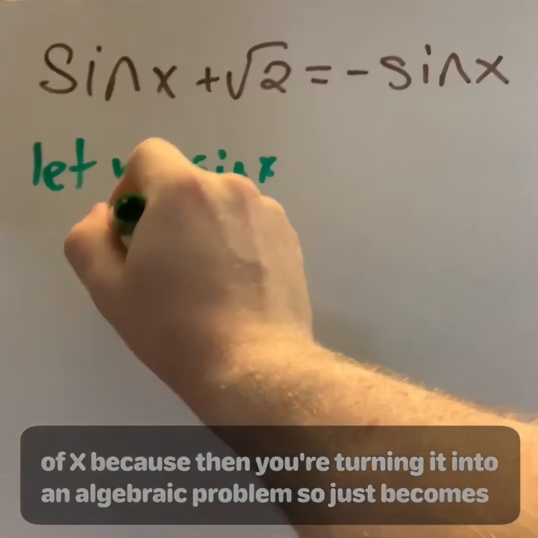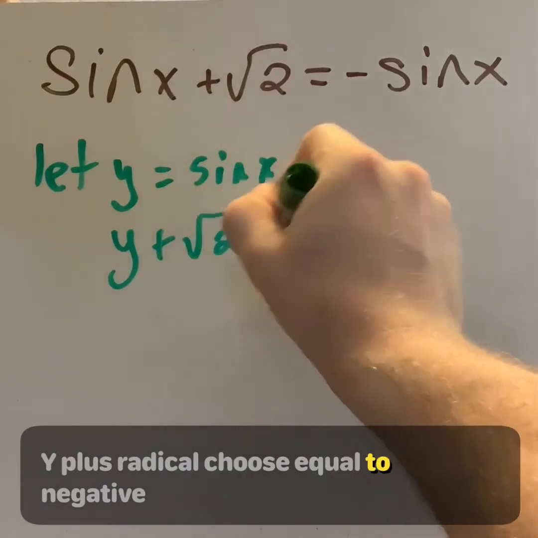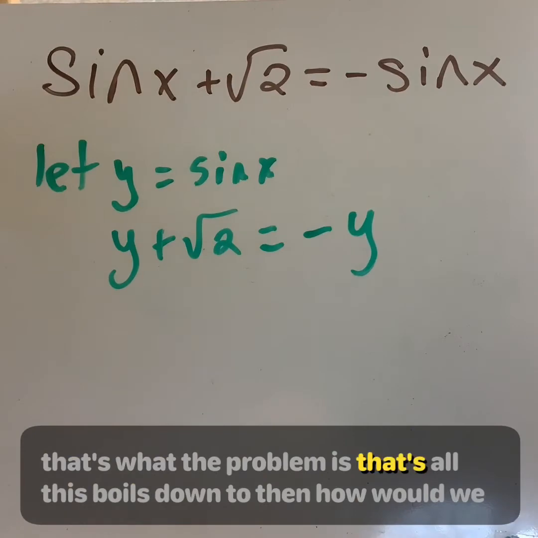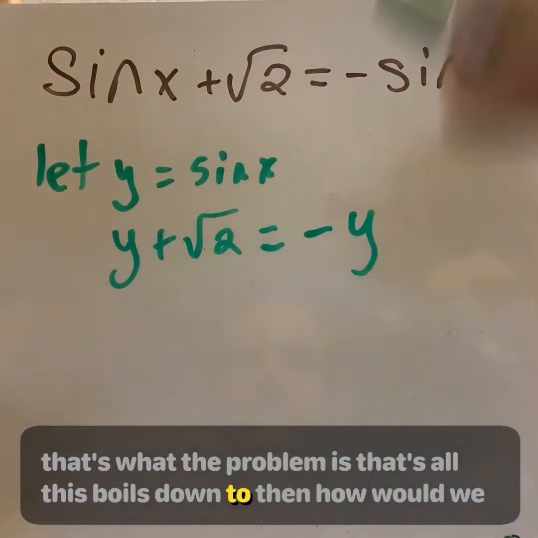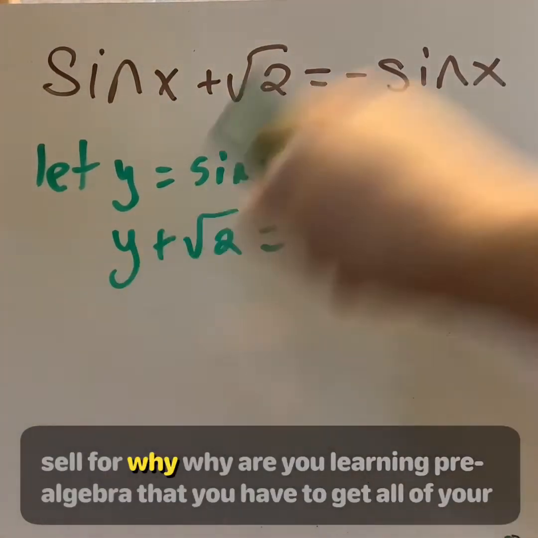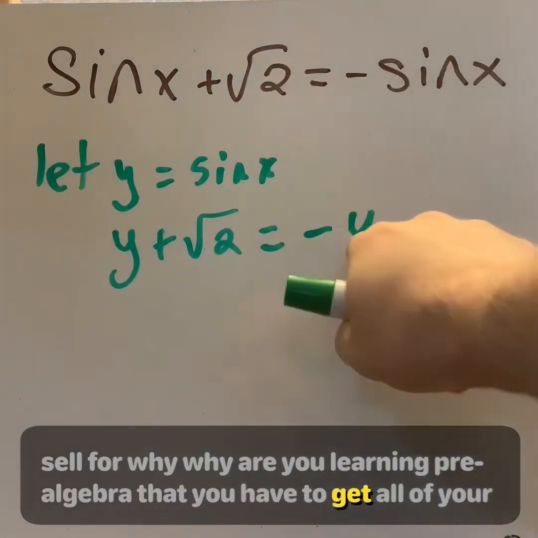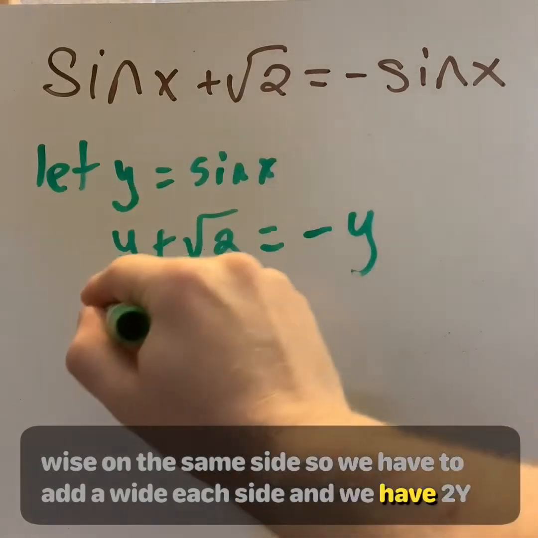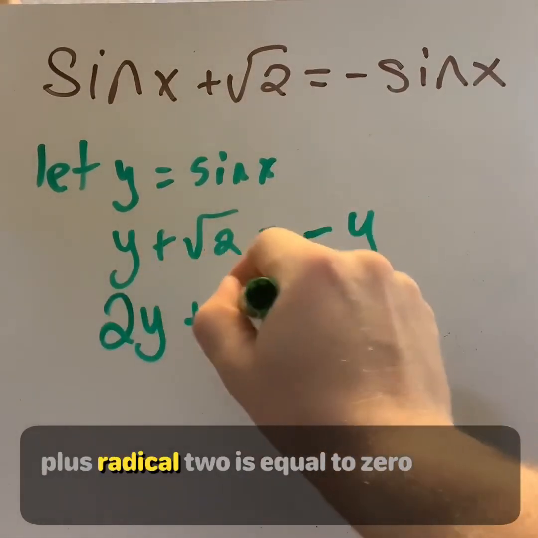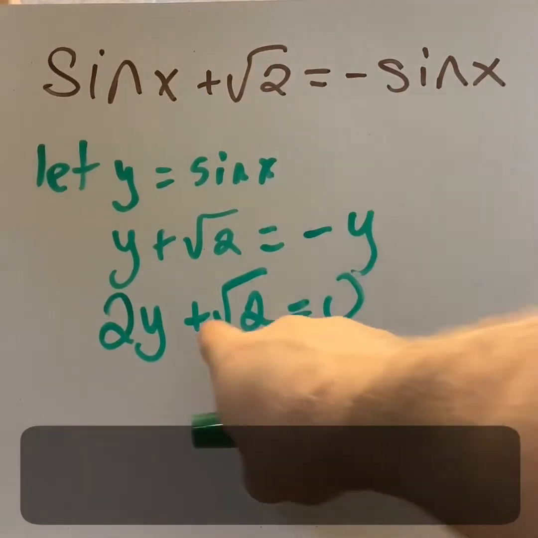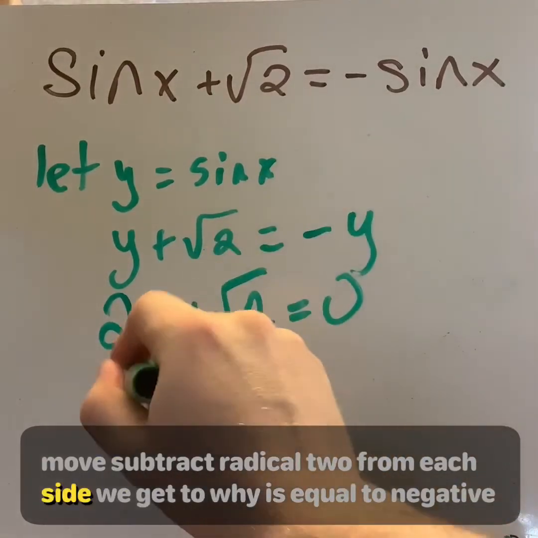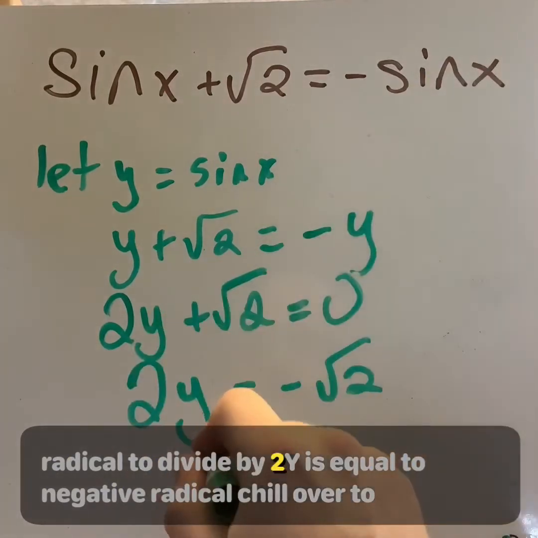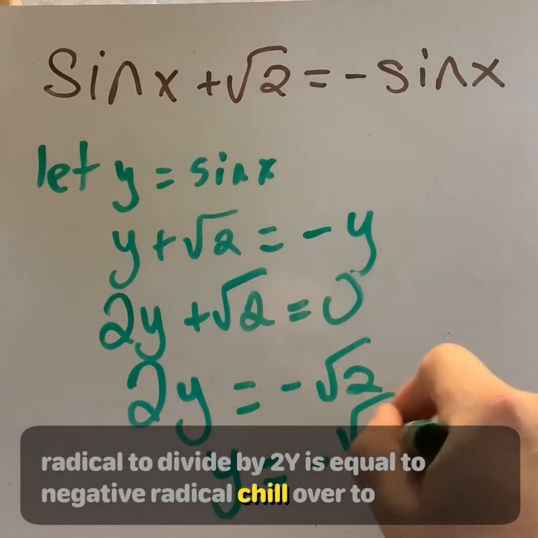So it just becomes y plus radical 2 is equal to negative y. That's what the problem is. That's all this boils down to. Then how would we solve for y? Well, you learned in pre-algebra that you'd have to get all of your y's on the same side. So we'd have to add a y to each side, and we'd have 2y plus radical 2 is equal to 0. Subtract radical 2 from each side. We get 2y is equal to negative radical 2. Divide by 2, y is equal to negative radical 2 over 2.